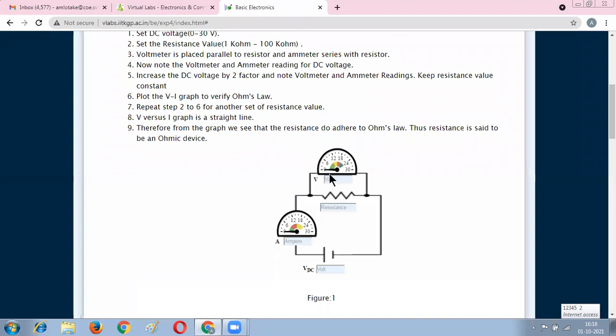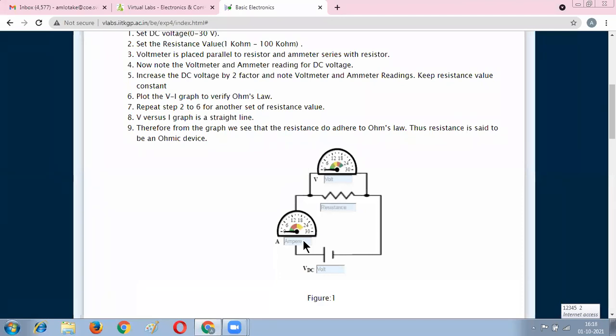And at that time, whatever you are going to measure, vary the voltage and measure the current. The resistance value you keep constant. And then you are going to take 2 to 6 experiments, results, values for the same resistance value, and then we are going to plot V versus I graph.